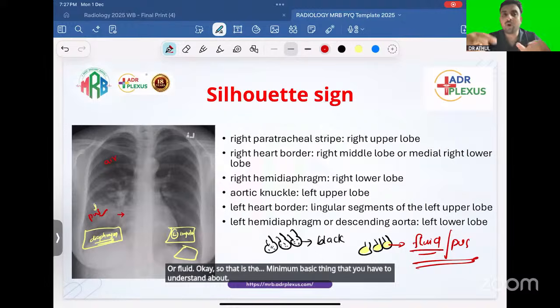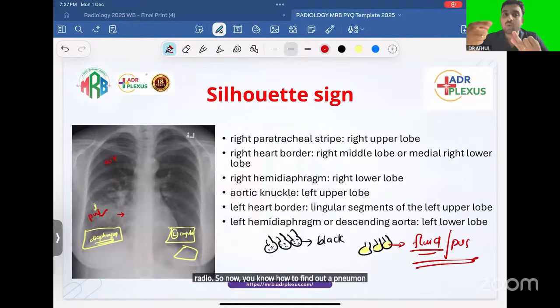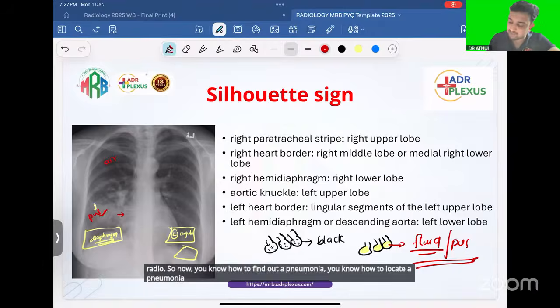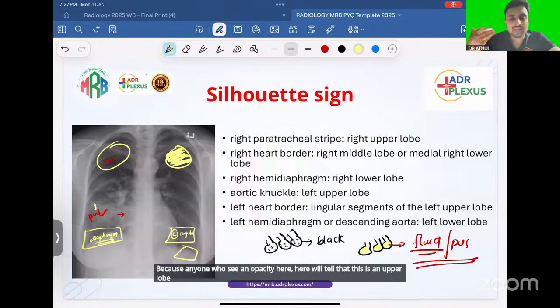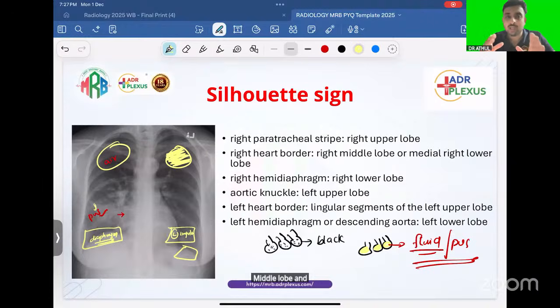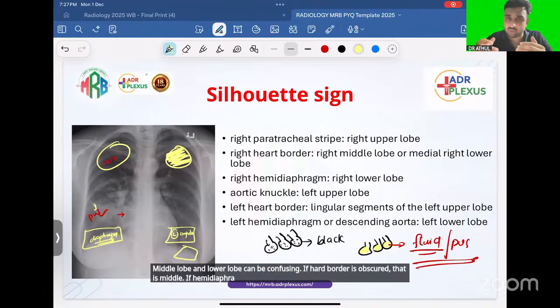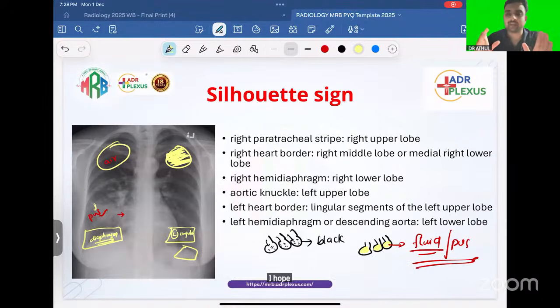Now you know how to locate a pneumonia. Upper lobe is very easy, because anyone who sees an opacity here will tell that this is an upper lobe, so you don't need to remember anything about it. Middle lobe and lower lobe can be confusing. If the heart border is obscured, that is middle lobe. If the hemidiaphragm is obscured, that is lower lobe. I hope the concept is clear.